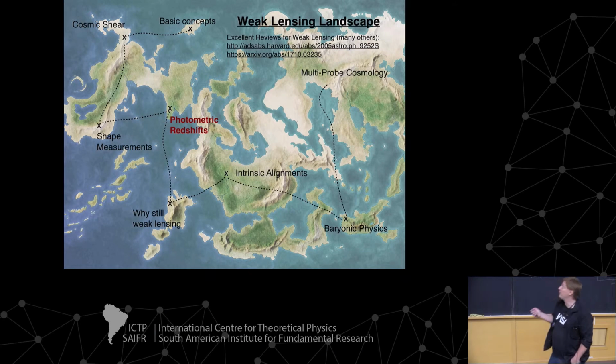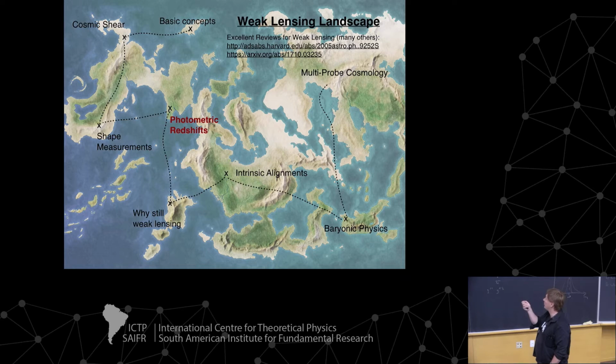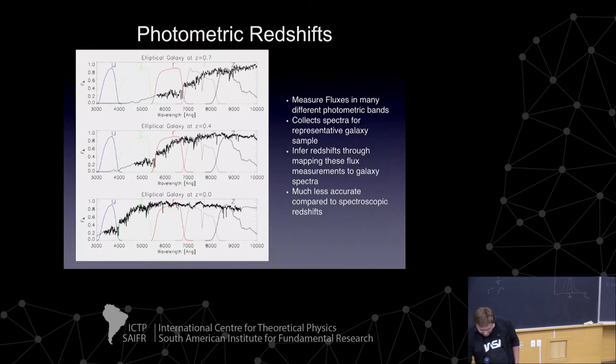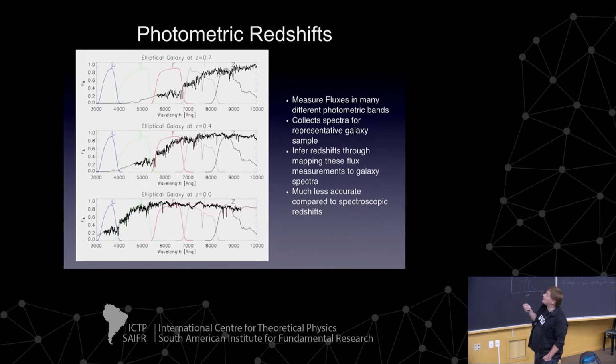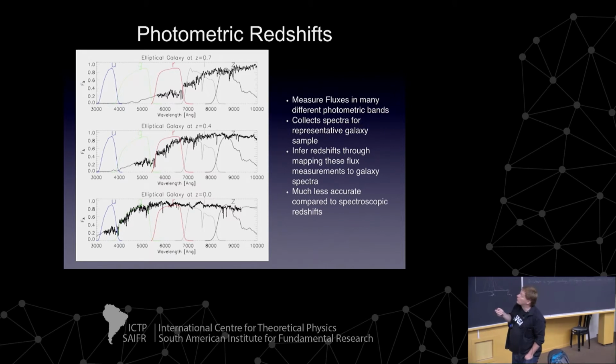Right, okay, we're moving on in the landscape, leaving shape measurements, going to photometric redshifts, land of the unknown. All right, photometric redshifts, we've already touched on that a little bit in the last lecture, when I asked what exactly a photometric survey is. So photometric survey means you observe the same object in many different bands. And many here means for LSST, 6.